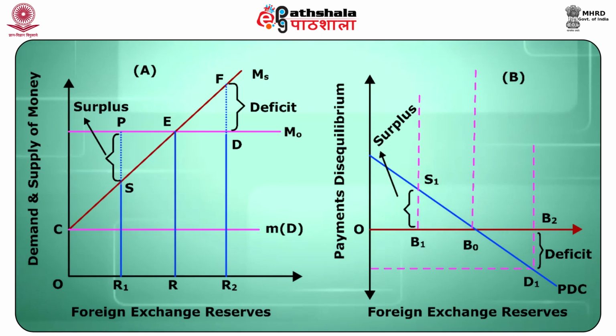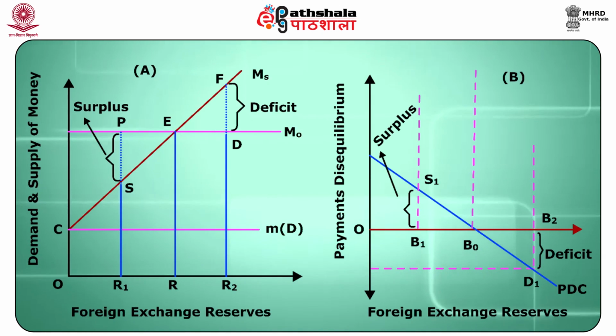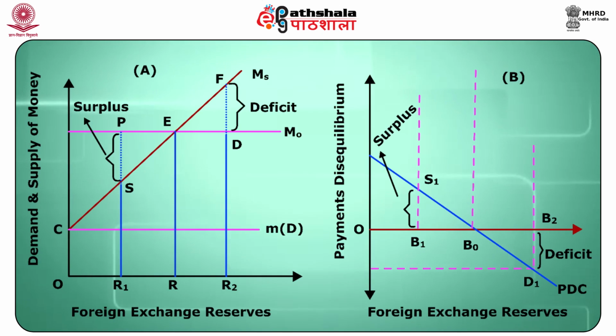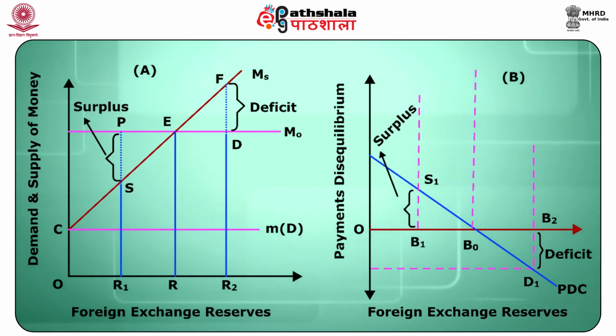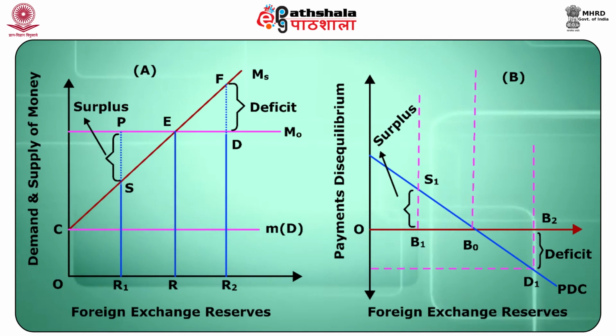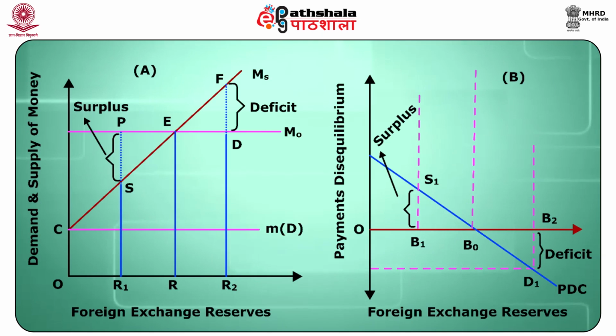exchange reserves are OR. In panel B of the figure, PDC is the payments disequilibrium curve, which is drawn as the vertical difference between MS and MD curves of panel A. As such, point B0 in panel B corresponds to point E in panel A, where there is no disequilibrium of balance of payment. If MS is less than MD, there is a BOP surplus of SP in panel A.